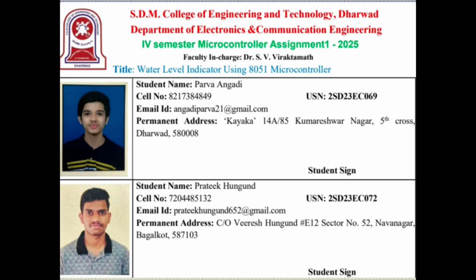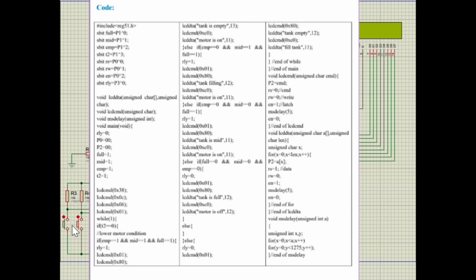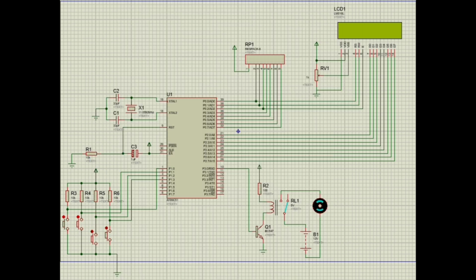Hello everyone, myself Parvamdi with my teammate Pratik Kunkund. Our project is Water Level Indicator using 8051 microcontroller. This system mainly works on the principle that water conducts electricity. The tank contains 3 wires at different levels: lower, middle and upper level. These wires are used to check the levels of the tank to turn the submersible pump on or off.